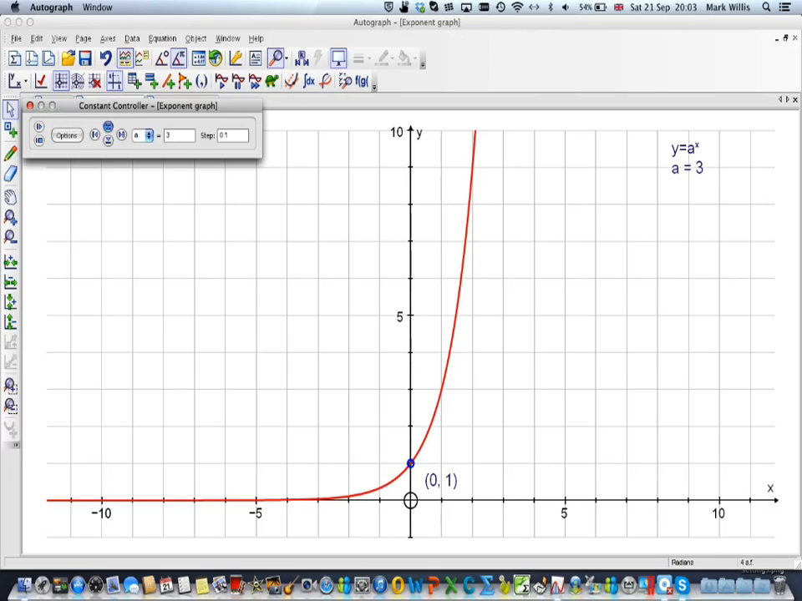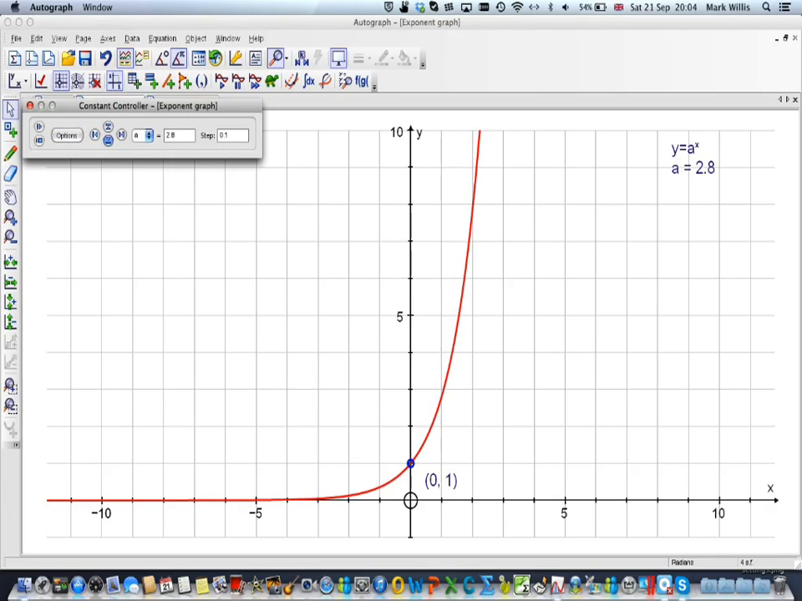the typical sort of graph is here, for a is 3. It never really touches the axis, even though it looks like it is touching the axis. If we were to zoom in here, we'd find out that it was not touching the axis. They all go through the point 0, 1, because anything to the power of 0 is 1. And then they increase very, very quickly.